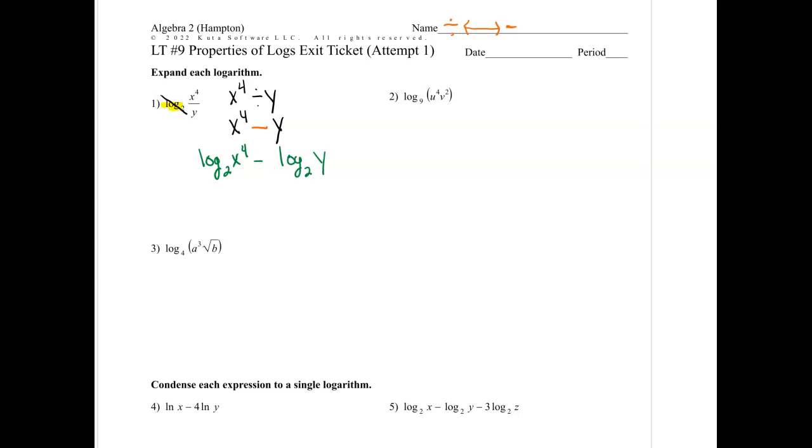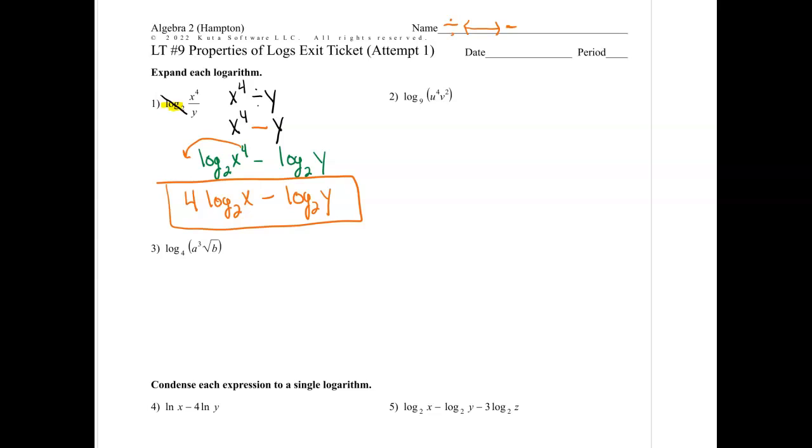And then anytime I have an exponent in my expanded log, I want to move it to the front of its own particular log. So it will turn into a multiplying. And now I have 4 log base 2 of x minus log base 2 of y. And now that's fully expanded. So that was a really worked out problem. As I progress, I might not do as much detail.